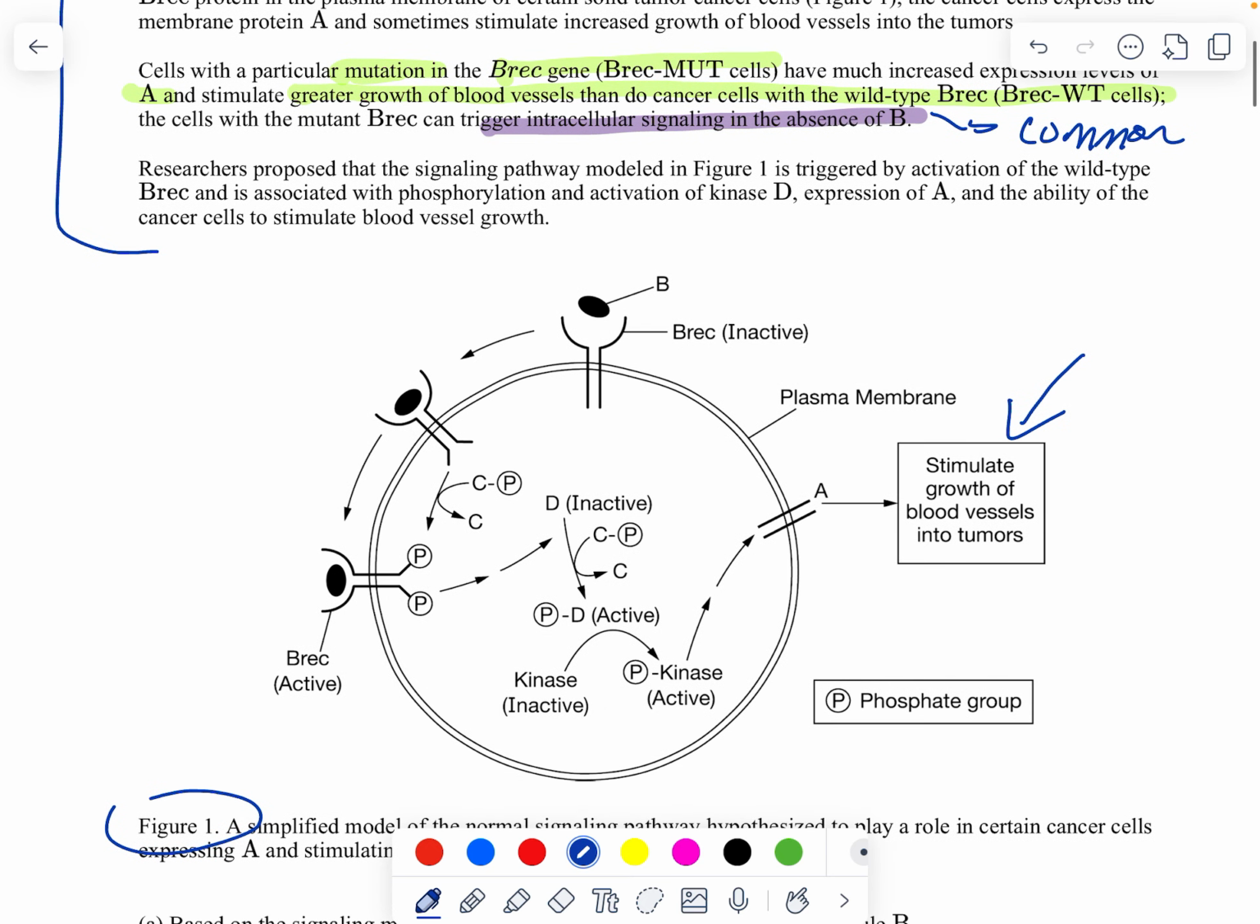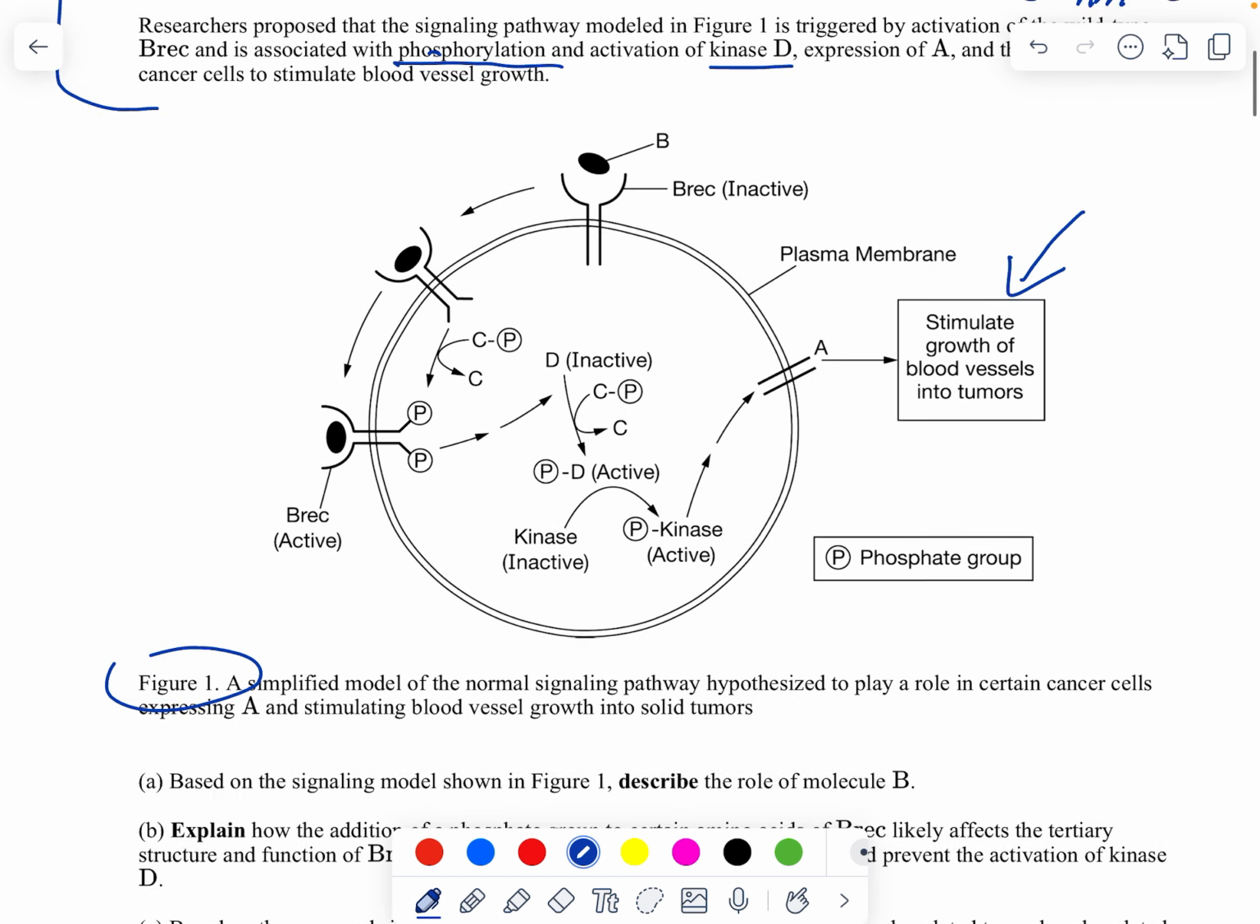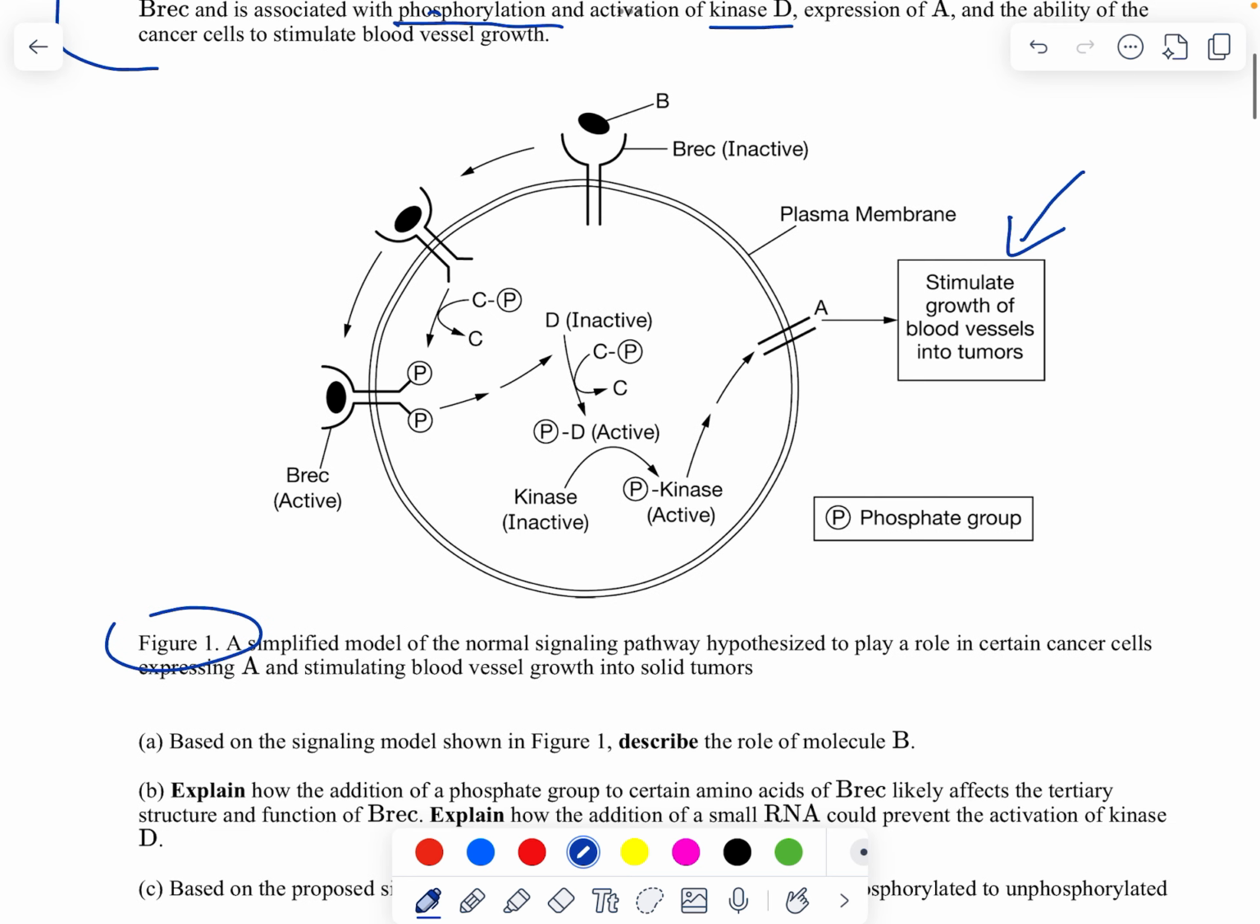Researchers propose that the signaling pathway modeled in figure 1 is triggered by activation of the wild type BREC and associated with phosphorylation, which I went over in my video, and activation of kinase D, you've got to know what that word means, expression of A, and the ability of cancer cells to stimulate blood vessel growth at an organismal level. Okay, so here we go. You've got to understand this, and need to be able to understand what's going on with it.